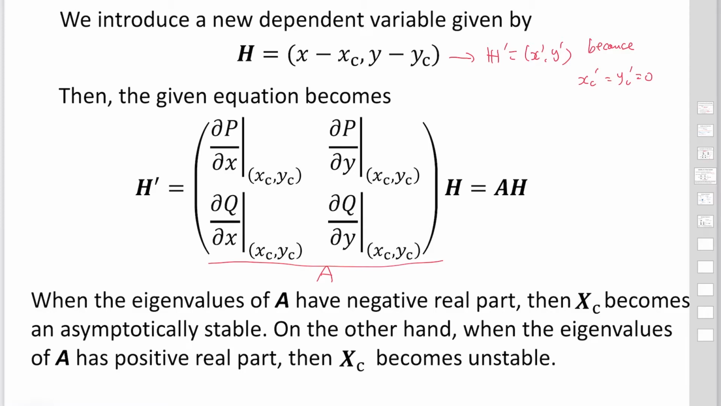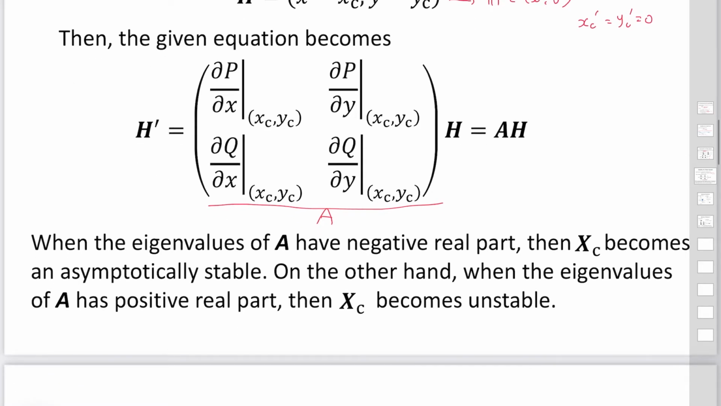Then we can use a method we have obtained when we studied linear plane autonomous systems. When the eigenvalues of A have a negative real part, then x sub c becomes asymptotically stable. On the other hand, when the eigenvalues of A have a positive real part, then x sub c becomes an unstable critical point. So we can find the local stability of a critical point.